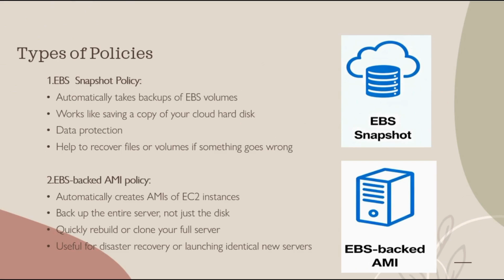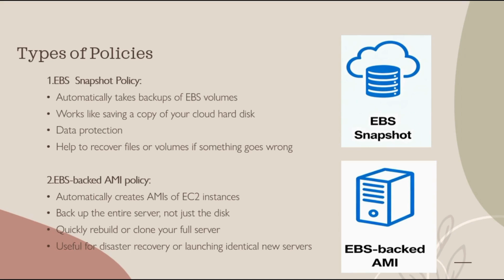And types of policy, there are three more types of policies present in Data Lifecycle Manager. And the first one is the EBS snapshot policy. So in the EBS snapshot policy, it will automatically take the backup of the EBS volume which is attached to that EC2 instance. So by using the EBS snapshot policy, we can have a safe copy of the data. It will be helpful in case any disaster happens. By using that, we can restore the data later.